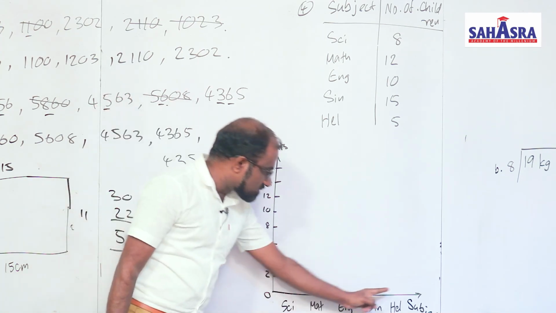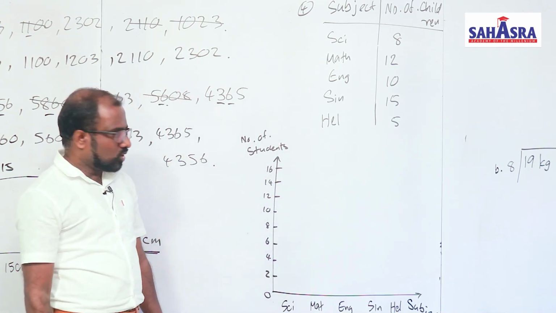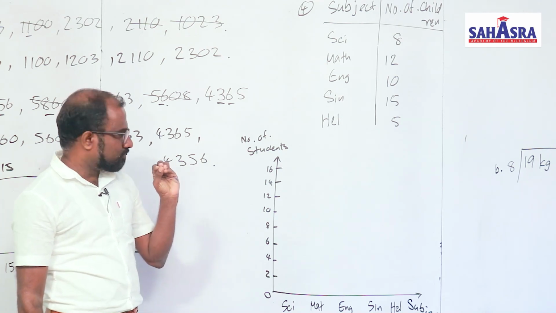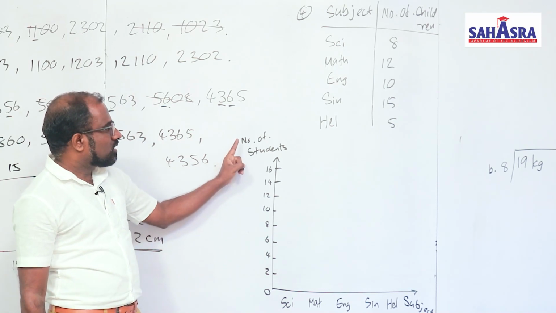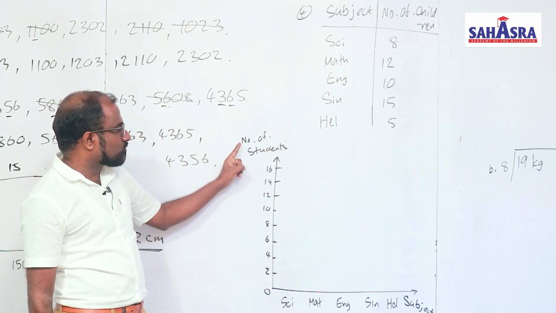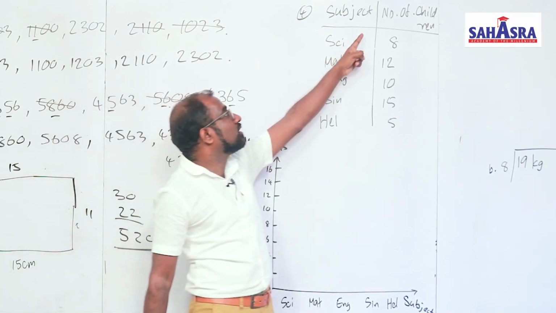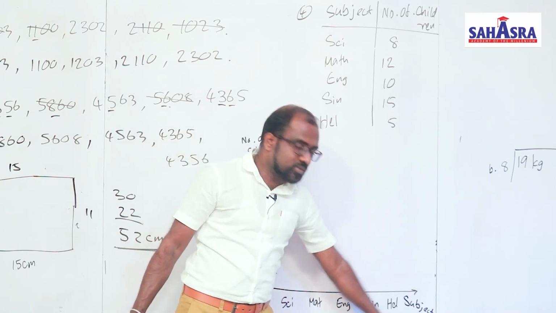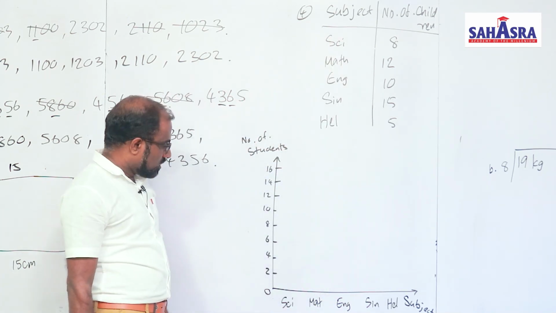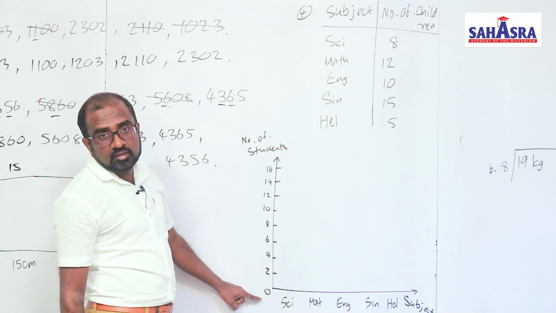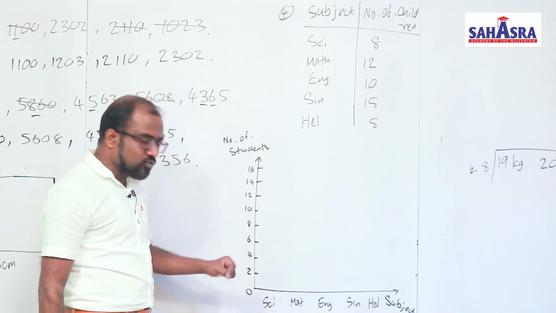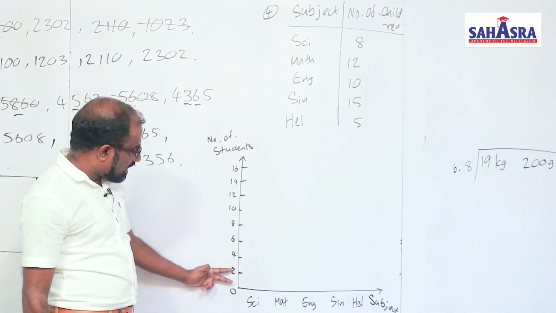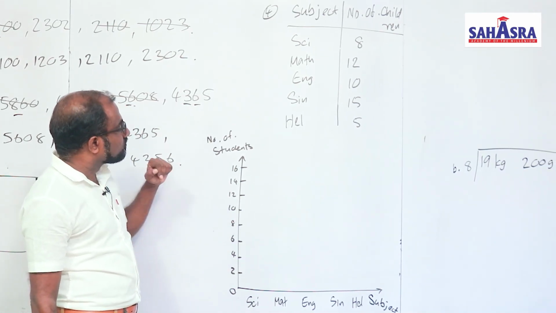Draw the two axes of the bar graph. First of all, draw the two axes. Then name the axes. Here you have to show the number of students, and on the other axis you have to represent the subject. Then the number line starts from 0. I have marked the numbers 2 by 2.